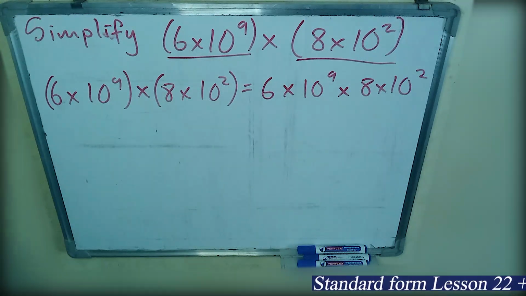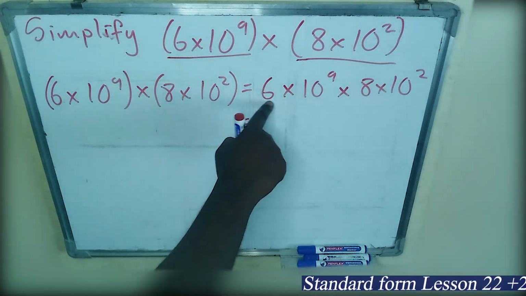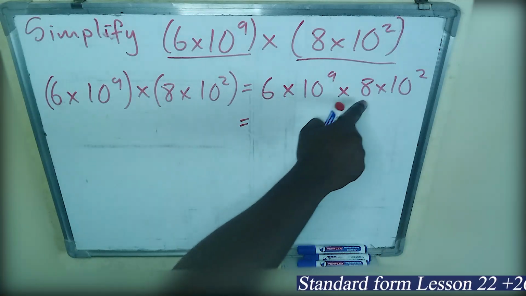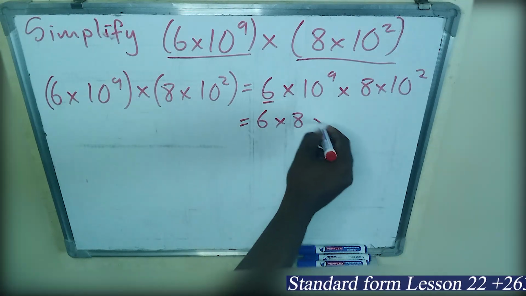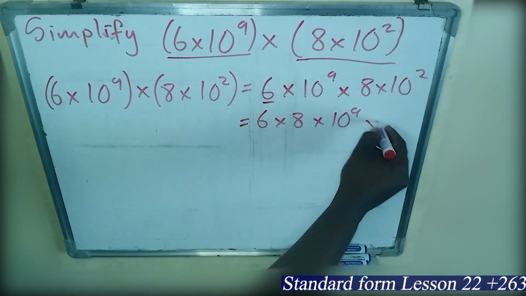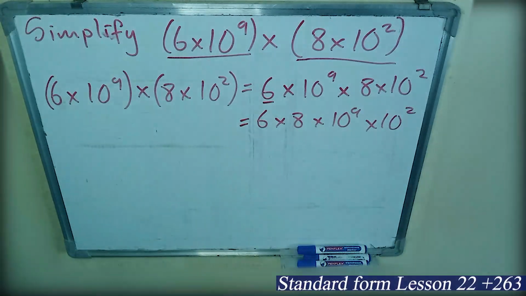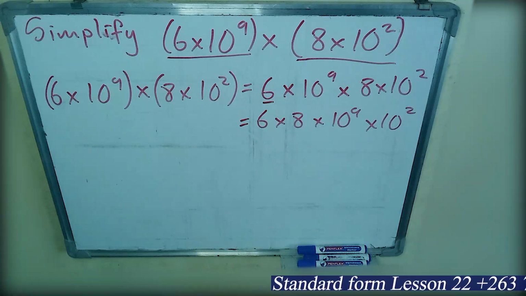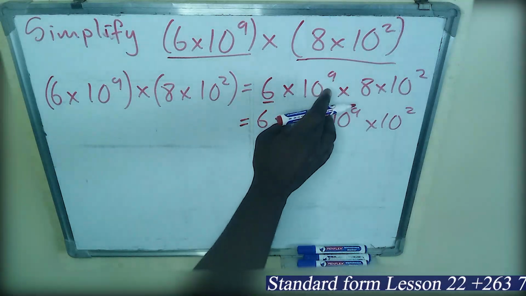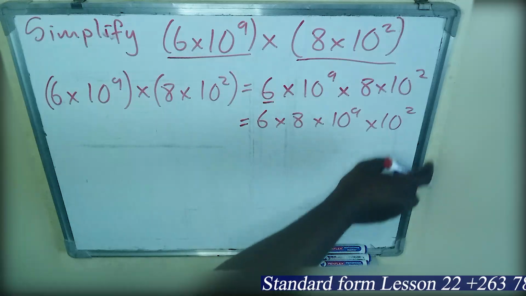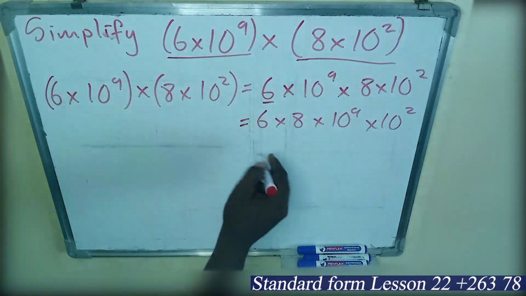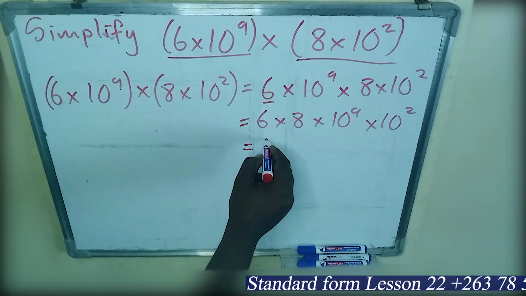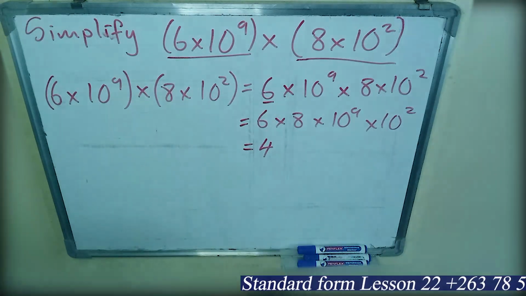Then the next thing is to say equal. You collect 8, so 6 times 8, times 10 to the power of 9 times 10 to the power of 2. Right, this is how you do this. You multiply the numbers, and the powers of 10 separately. Then say 6 times 8 is 48.